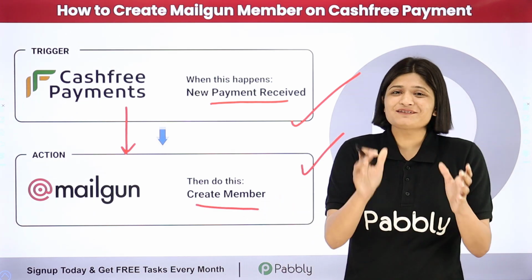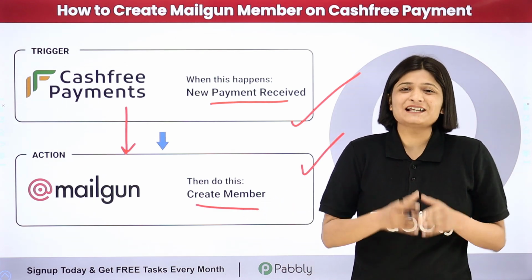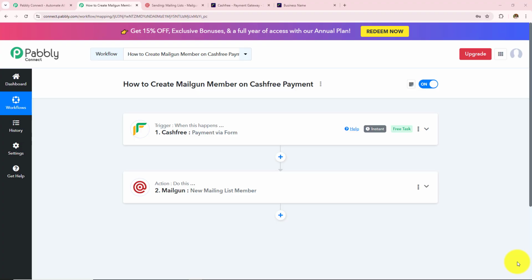Now, if you want to learn this amazing automation step by step, then let me take you all to my screen. In this video, we are going to see how to create a Mailgun member on Cashfree payment. For this, I have created an automation workflow with the help of Pably Connect, where I have built a connection between Cashfree and Mailgun. And now we are going to check this automation workflow once.